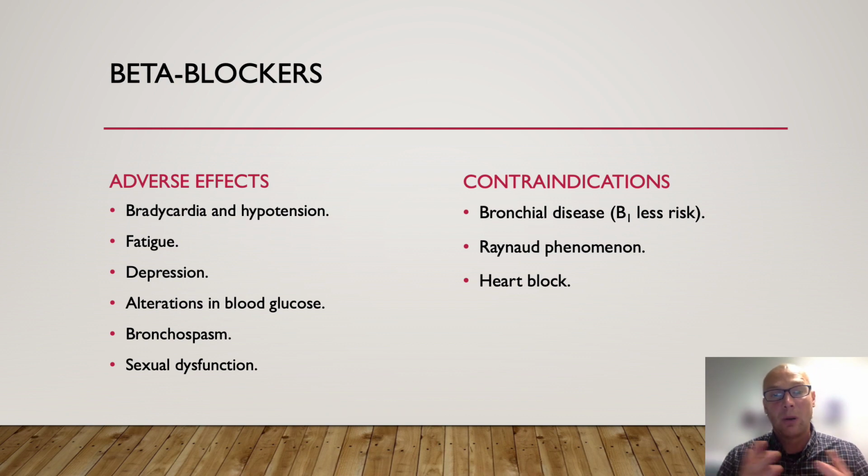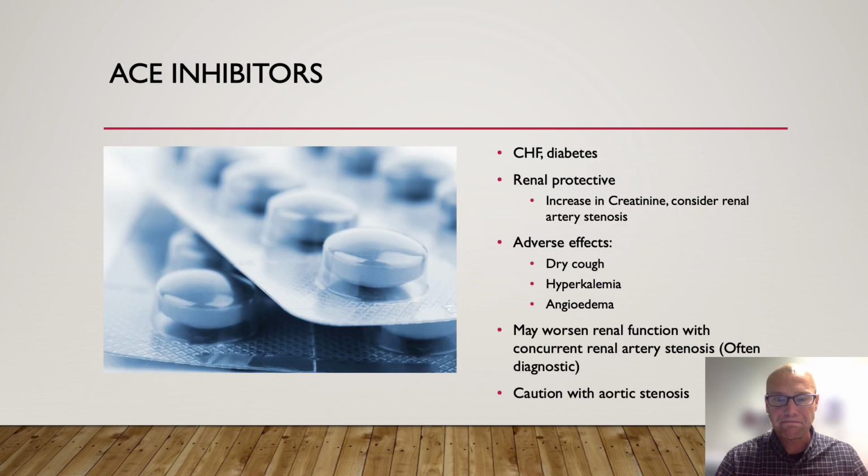Contraindications: bronchial disease should be on there, especially with the beta 2 non-selective ones. Beta 1s, there's less risk, but it should be something you think about. Patients with Raynaud's, usually those are better with calcium channel blockers. Patients with bradycardia or heart block, you want to avoid those kind of medications because those patients usually have a slower heart rate anyway, and you're slowing it down even more. That's going to cause adverse effects for the patients.